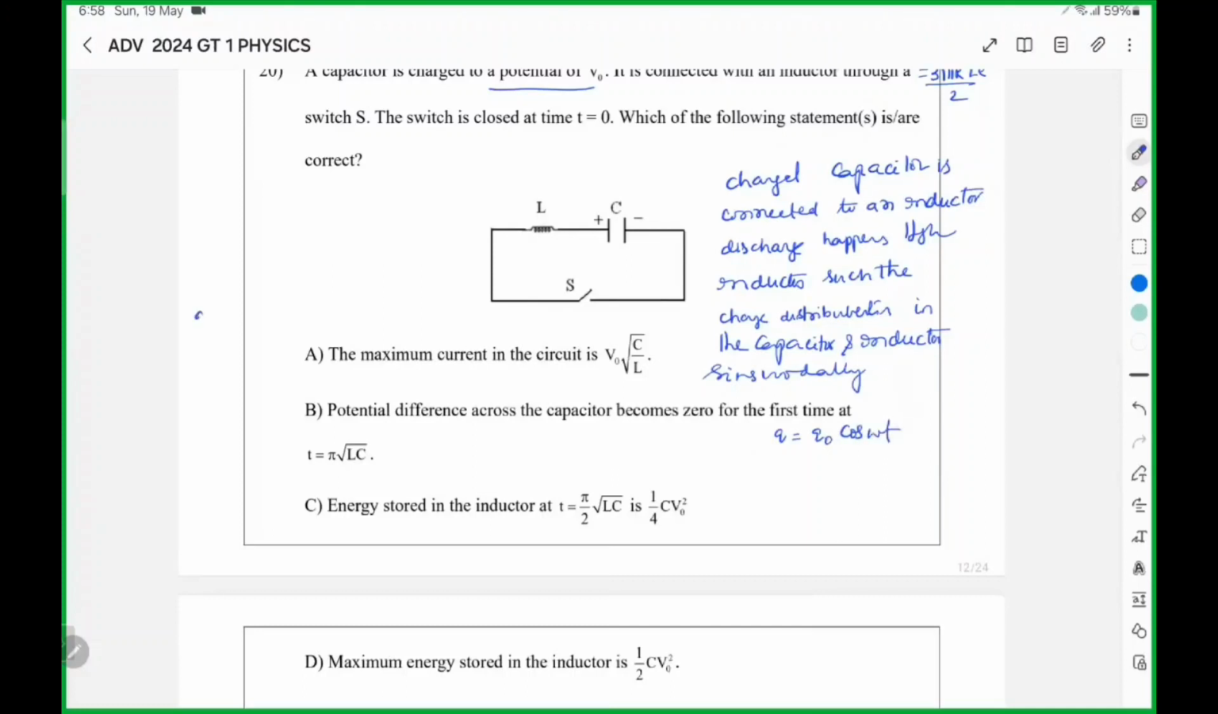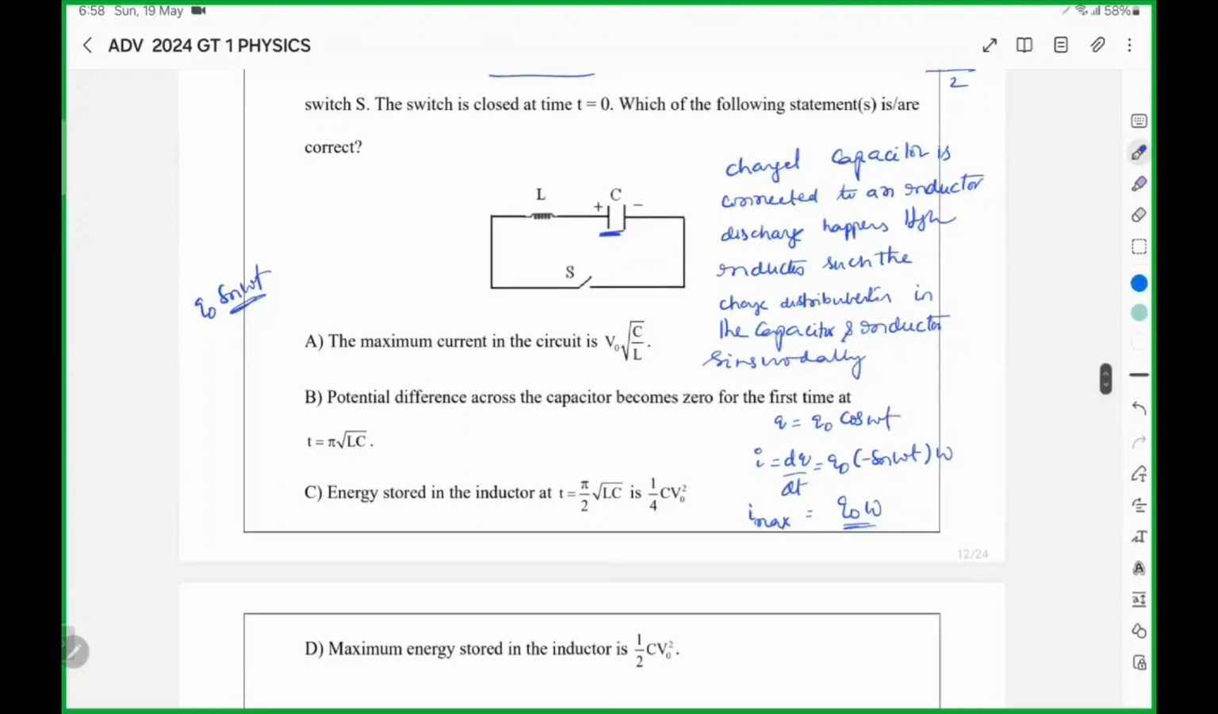Because why I am not taking sin omega t: at t equal to 0, some charge is already there in the capacitor. So both are sinusoidal functions. At t equal to 0, charge on the capacitor is this. So current will be dq by dt, which is Q naught minus sin omega t into omega. I maximum will be Q naught omega.